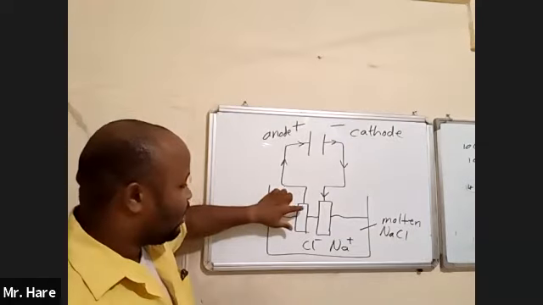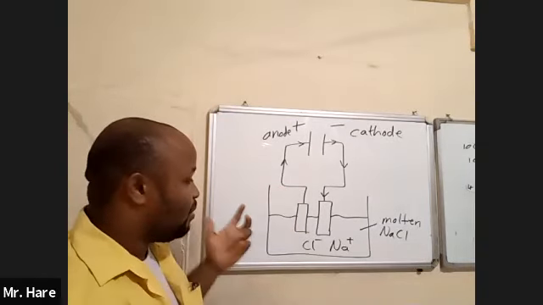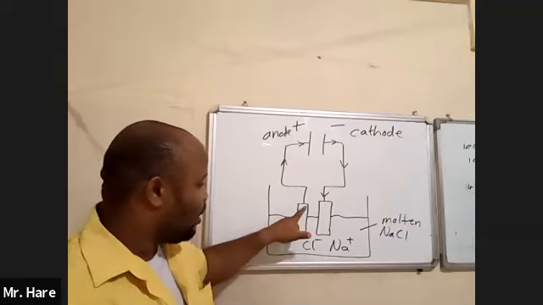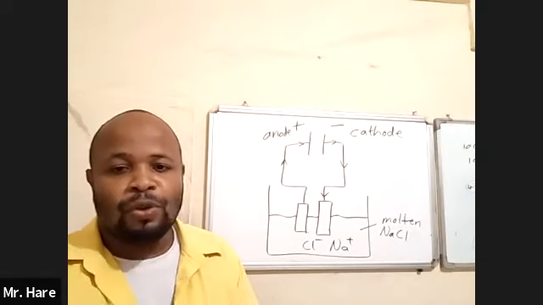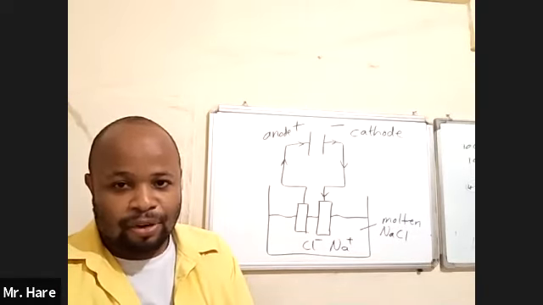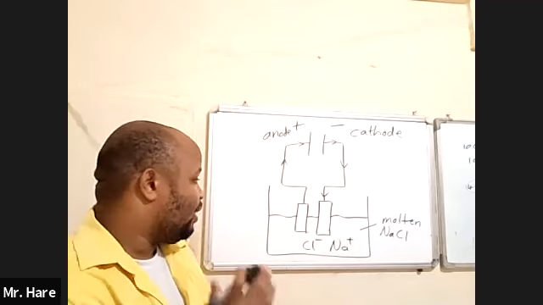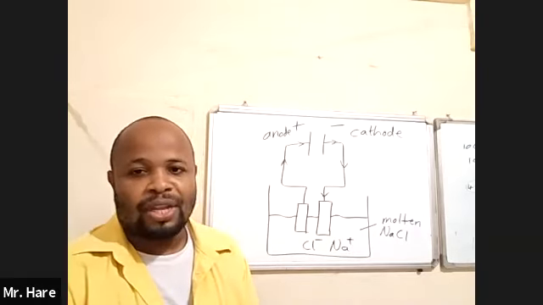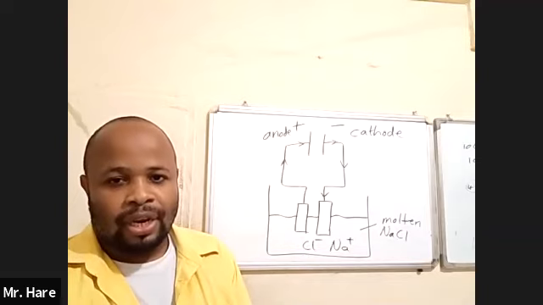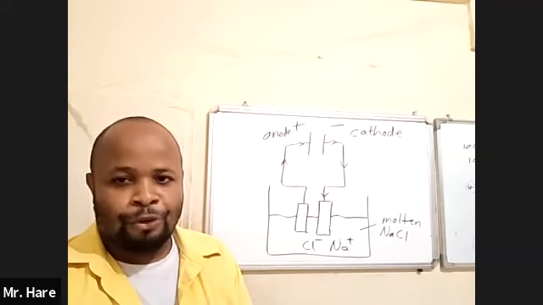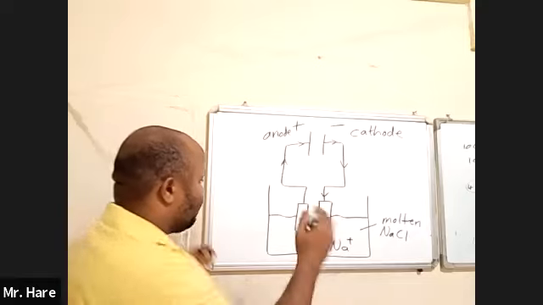This right here, if it's graphite, we can use it as our electrode. You could use metal, so you can use reactive metals, or you can use inert electrodes, for example graphite.